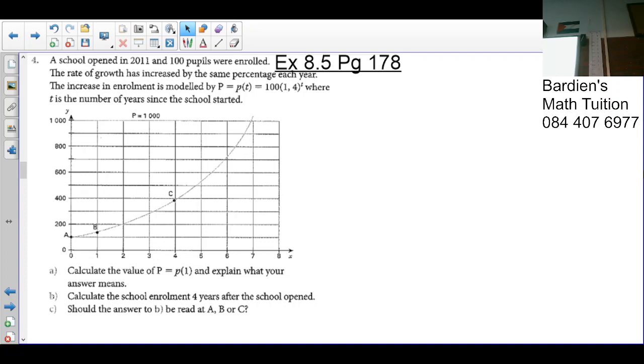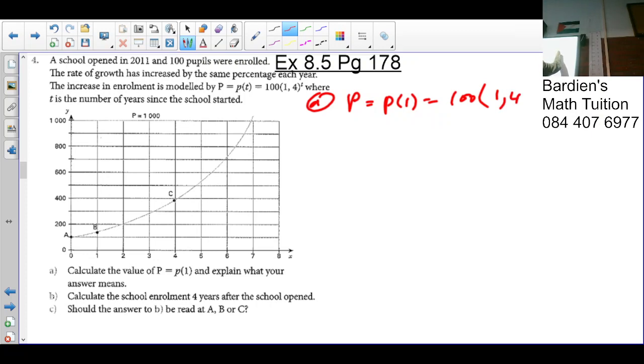Calculate the value of P, which is equal to P of 1, and explain what your answer means. Say A, they want you to work out P, which is equal to P of 1. Okay, that's going to be 100 times 1.4 raised to the exponent 1. As you can see, T is 1. That's going to give you 104. So what does that mean?